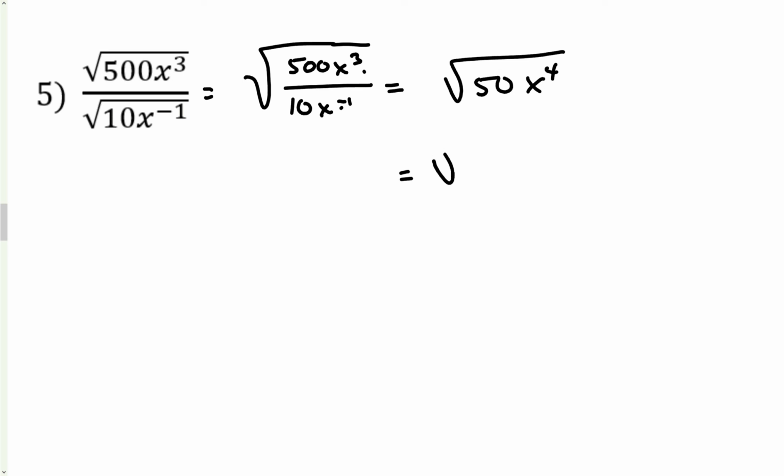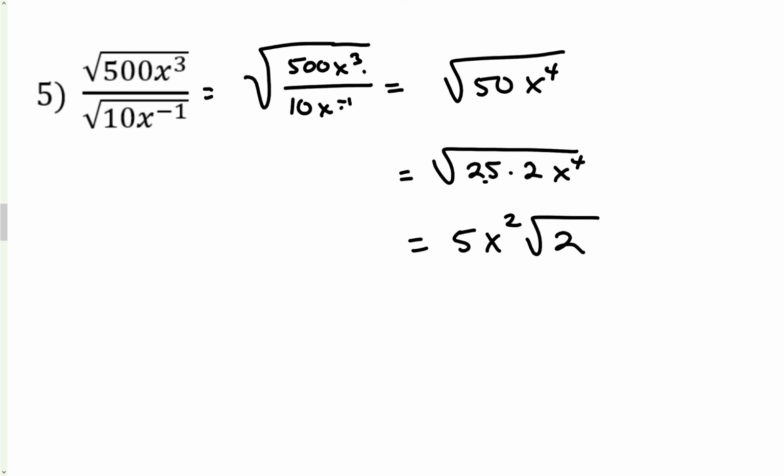I can break that up into the square root of 25 times 2. And why did I do that? Because 25 is a perfect square. So this gives me 5. The square root of x to the 4th is x squared. And the 2 got left behind. Right? So if I'm taking the square root of x to the 4th with an exponent, we divide it by the index. So it becomes 4 divided by 2 to give me 2.